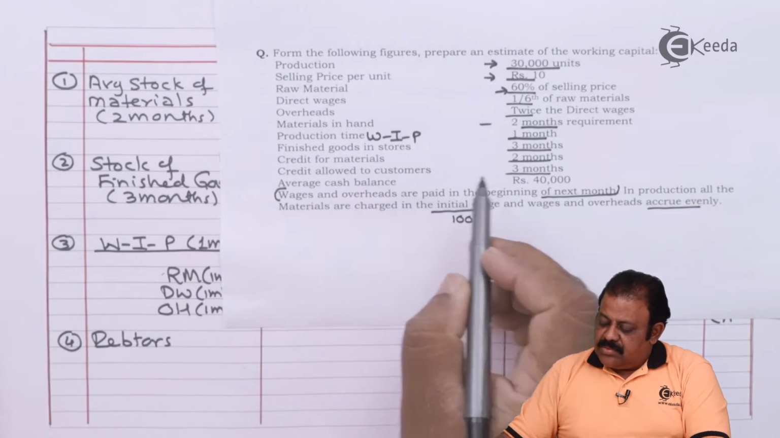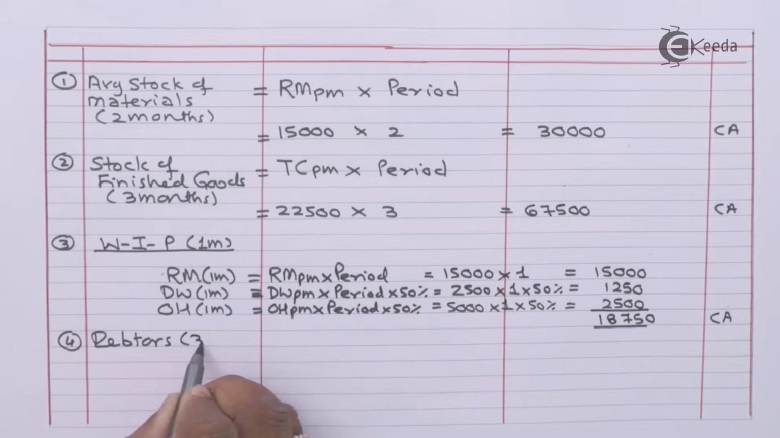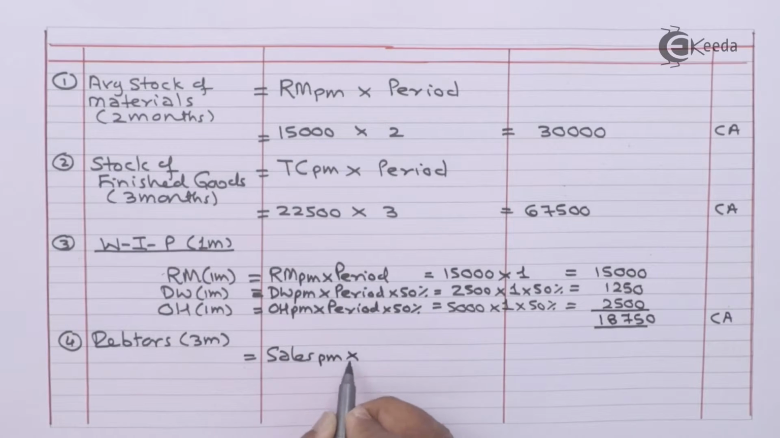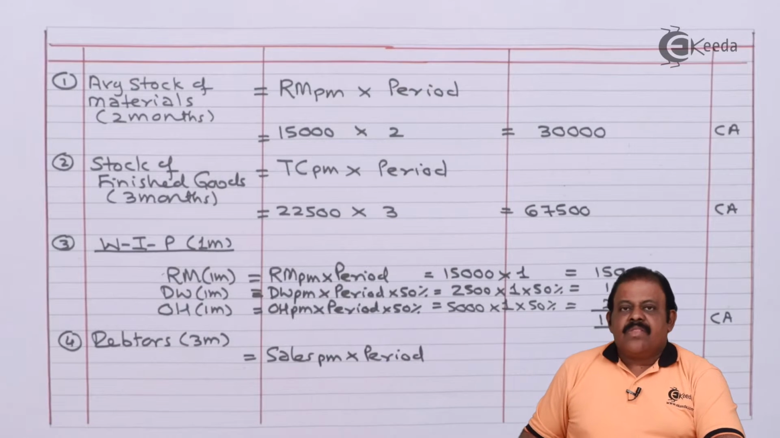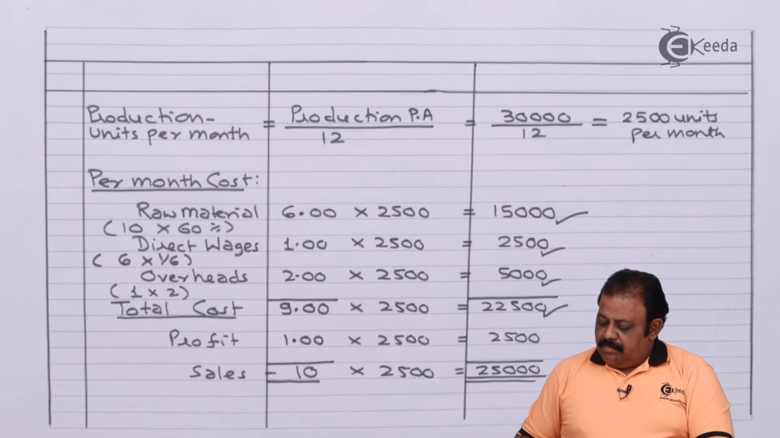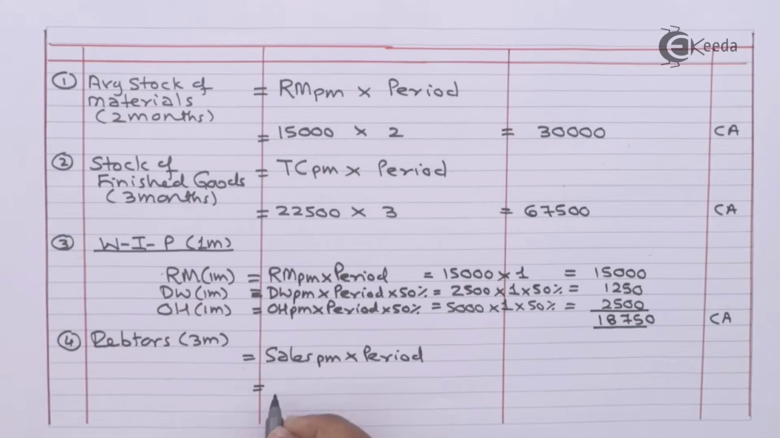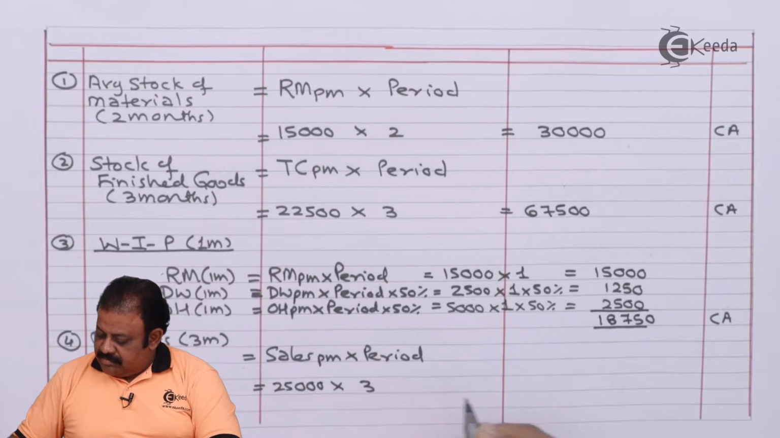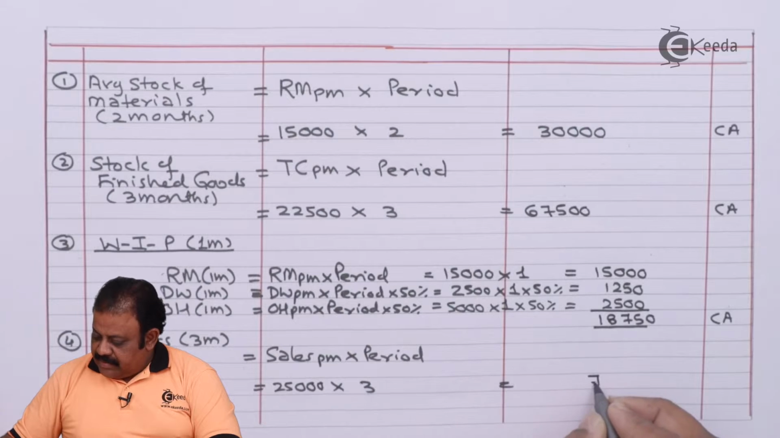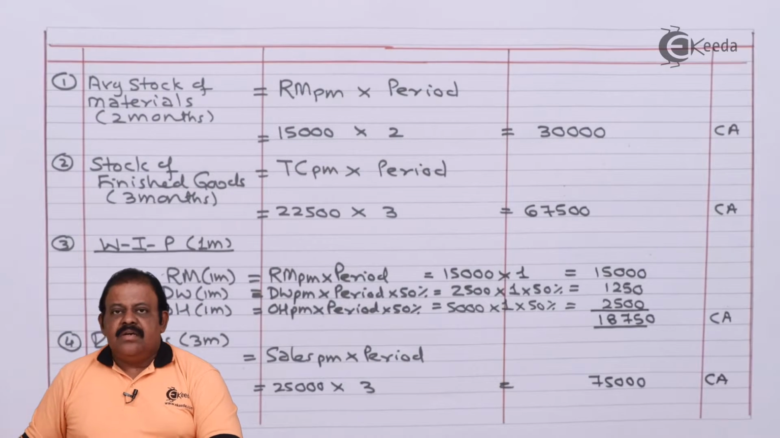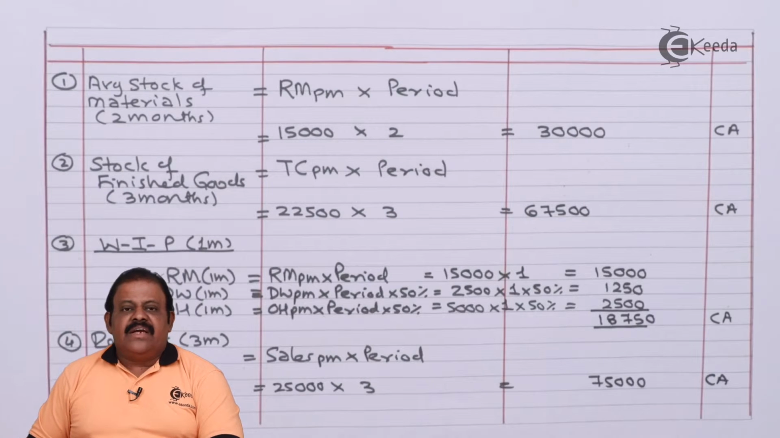Credit allowed to customers 3 months. Sales per month multiplied by period. Per month sales 25,000 multiplied by period 3 months. So debtors 75,000. Debtors 75,000 is a current asset.